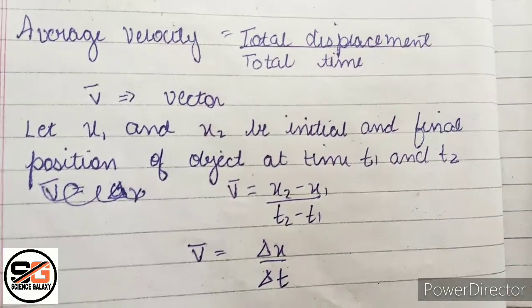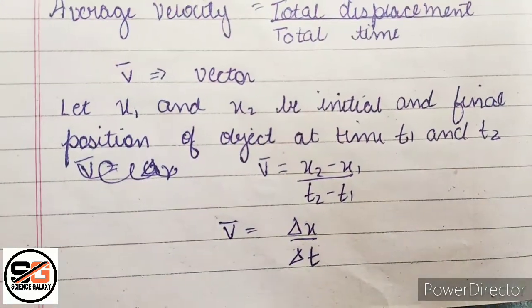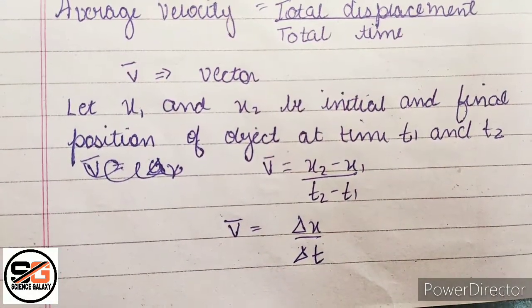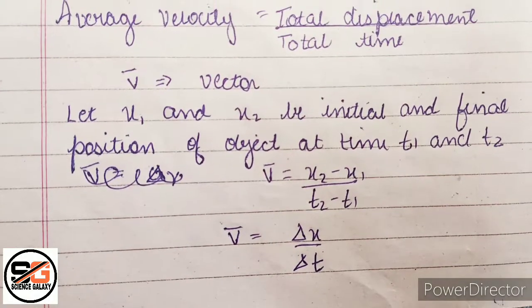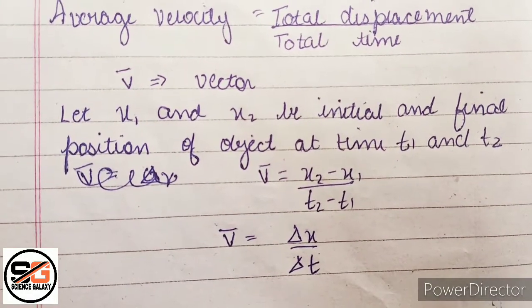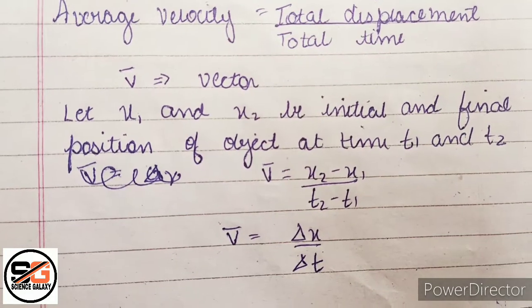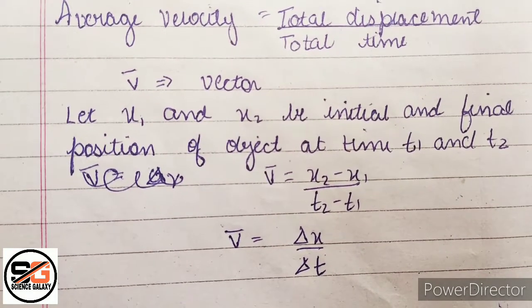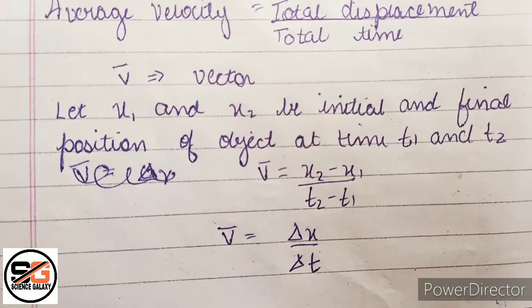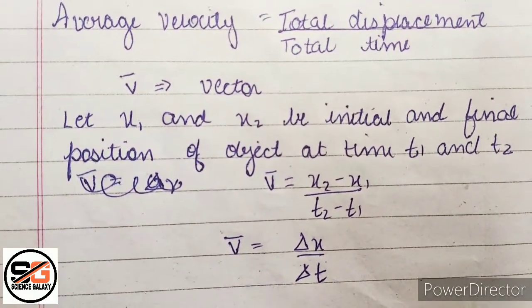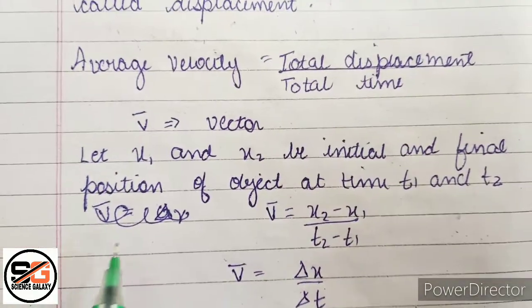Let us consider an object. It was at the position x1 at time t1 initially. Now the object moved a certain distance, and now the object is at point x2 at time t2. Object was initially at x1.